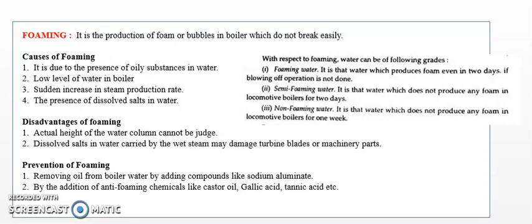With respect to foaming, water can be of the following grades. First is foaming water. It is the water which produces foam even in 2 days if blowing off operation is not done. Semi-foaming water is that water which does not produce any foam in locomotive boilers for 2 days. Third is non-foaming water. It is that water which does not produce any foam in locomotive boilers for 1 week.